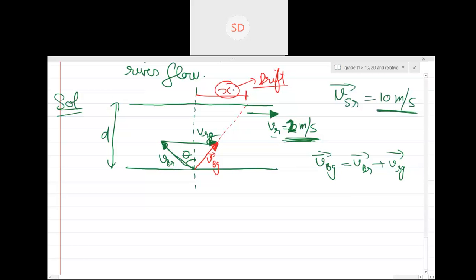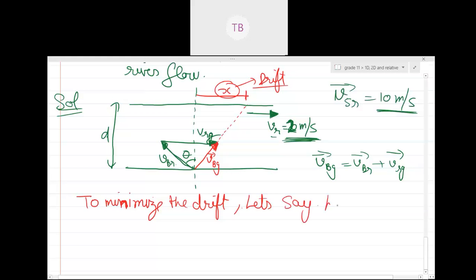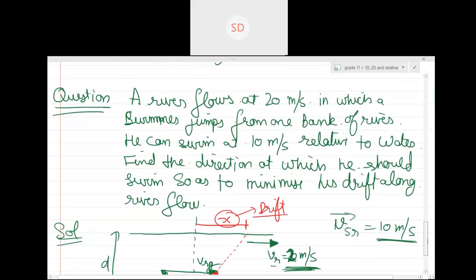So we'll write something over here to minimize the drift. Minimize the drift. Are you writing along with me? He will swim upstream. Have you written the question, guys?